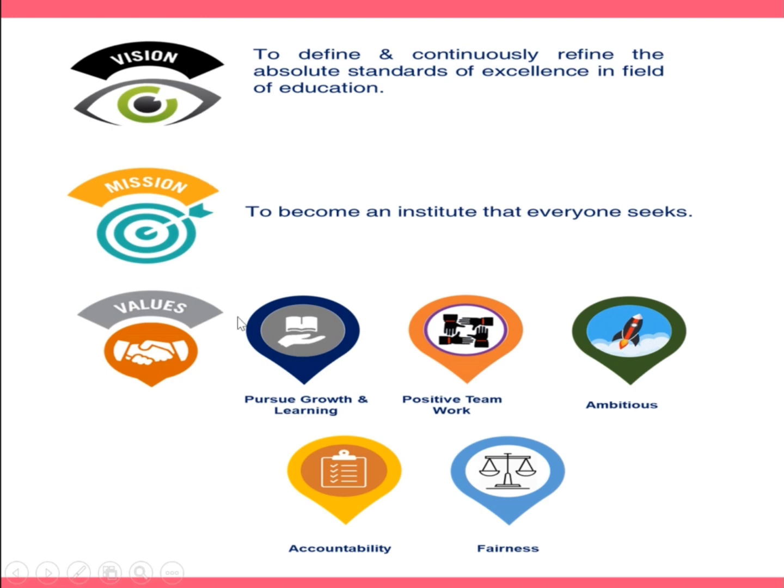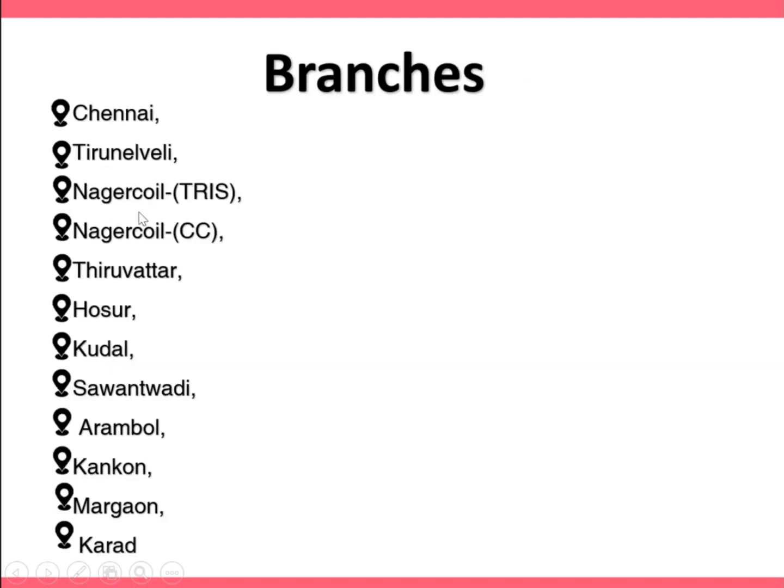This is our vision and mission, which you can also find along with the results we have produced on our website, www.iitperfectacademy.com. Please visit that website to find details about the academy. These are a few of our famous branches: Chennai, Tirunelveli, Nagercoil, Thiruvattar, Hosur, Kudal, Savantwadi. Kudal has been shifted to Oros now. Savantwadi, Arambol, Kankon, Madgaon and Karad. Also we have a branch in Kankavli, which is not mentioned here.